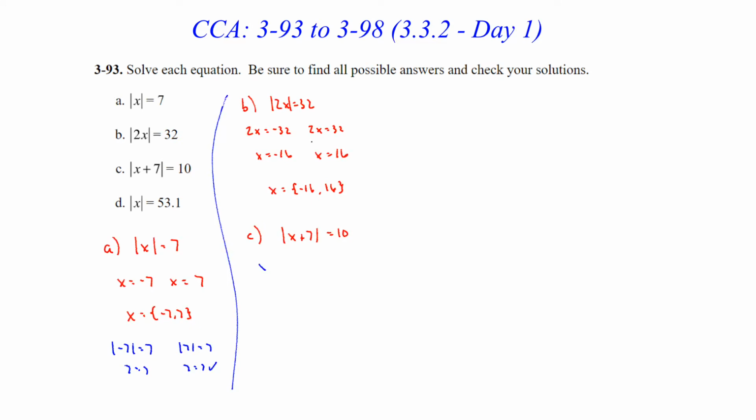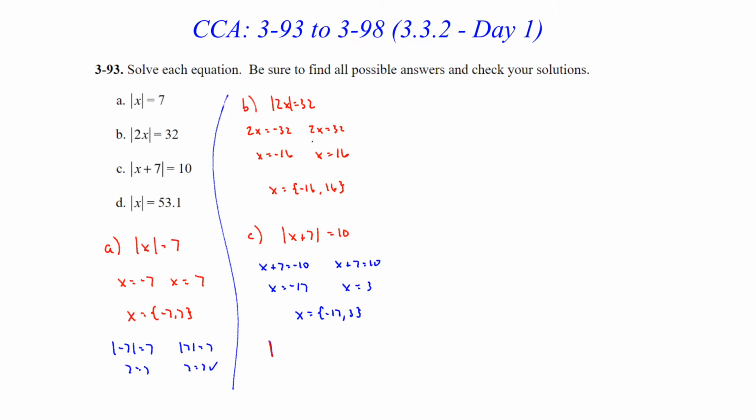And now we can say that x plus 7 could equal a negative 10, or x plus 7 could equal a positive 10. Subtract 7, that gives us negative 17. Subtract 7, but since it's a positive 10, it gives us a different number of 3. So our solutions are x equals negative 17 and 3, and then I'll show you the check on this one.